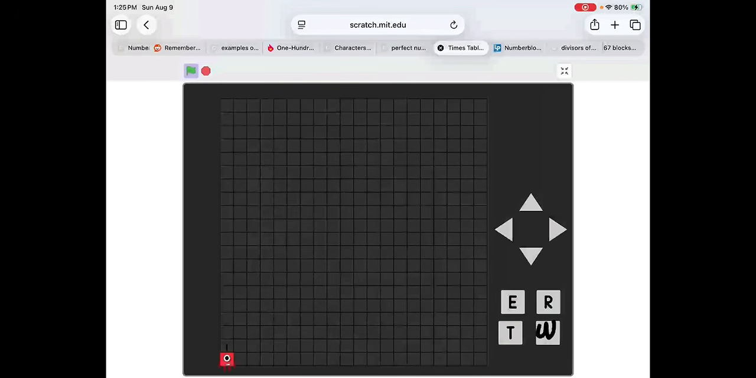Next, we have the 2 times table. Here we go. 1 times 2 is 2. 2 times 2 is 4. 3 times 2 is 6. 8 times 2 is... whoops. Hold on, I messed up.